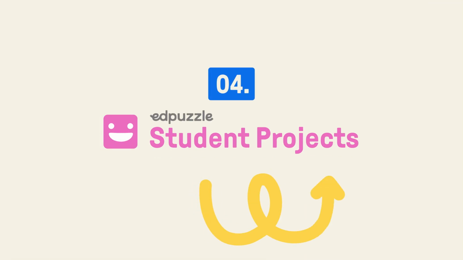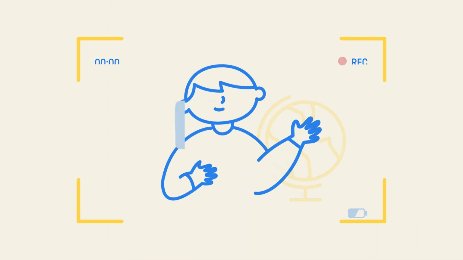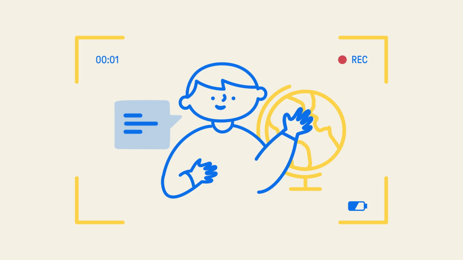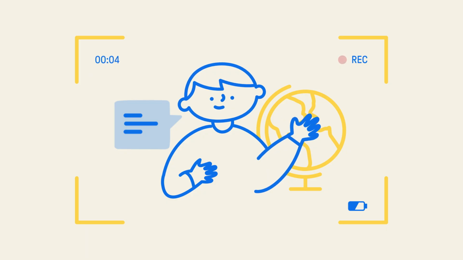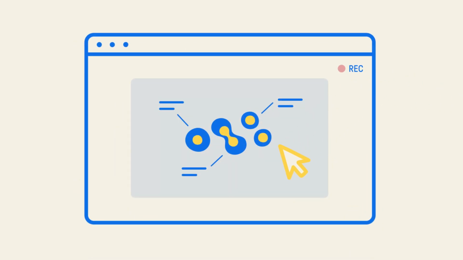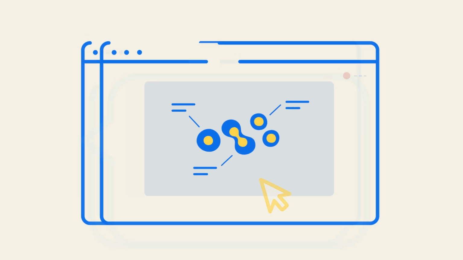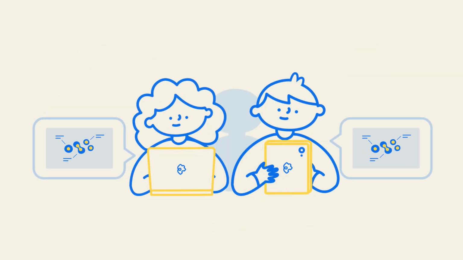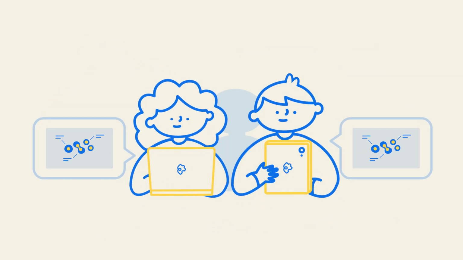Students can also demonstrate their learning through student projects. This could involve students explaining their thinking in their own words, directly to the camera, or even recording the steps they used to solve a problem. Student projects can also be a way for students to share their work with an authentic audience of their peers.